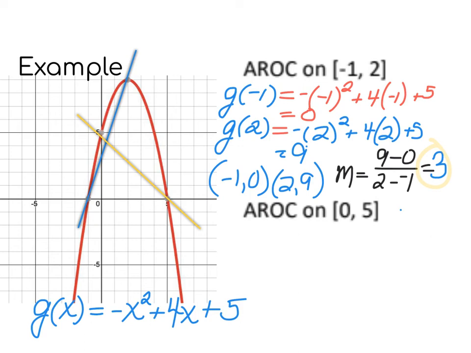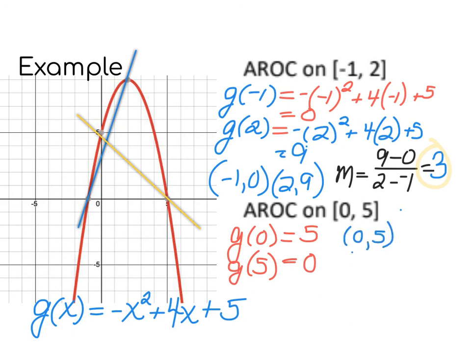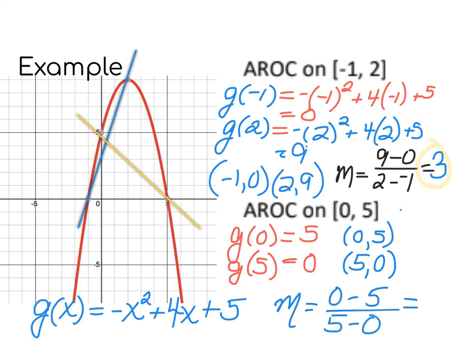And again, I don't always have such an accurate graph, so let's figure this out algebraically by first finding g of 0. And secondly, finding g of 5 to get my 2 points. So when I plug in 0, I do get 5. And when I plug in 5, I get 0. All right, great. So my 2 ordered pairs, my first one is 0, 5, and my second one is 5, 0. And I'm going to find the slope of the line through those 2 points. So I subtract my y's over my x's, and I do get a slope or an average rate of change of -1.